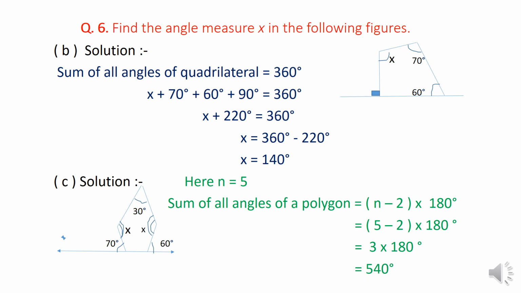Now let us consider question number 6. In question number 6, find the angle measure x in the following figures. Let us consider B first, its solution. The sum of all angles of a quadrilateral is equal to 360 degrees. Now listen, this is a quadrilateral, so how much will the sum be? 360 degrees. Therefore we can write x plus 70 plus 60 plus 90.